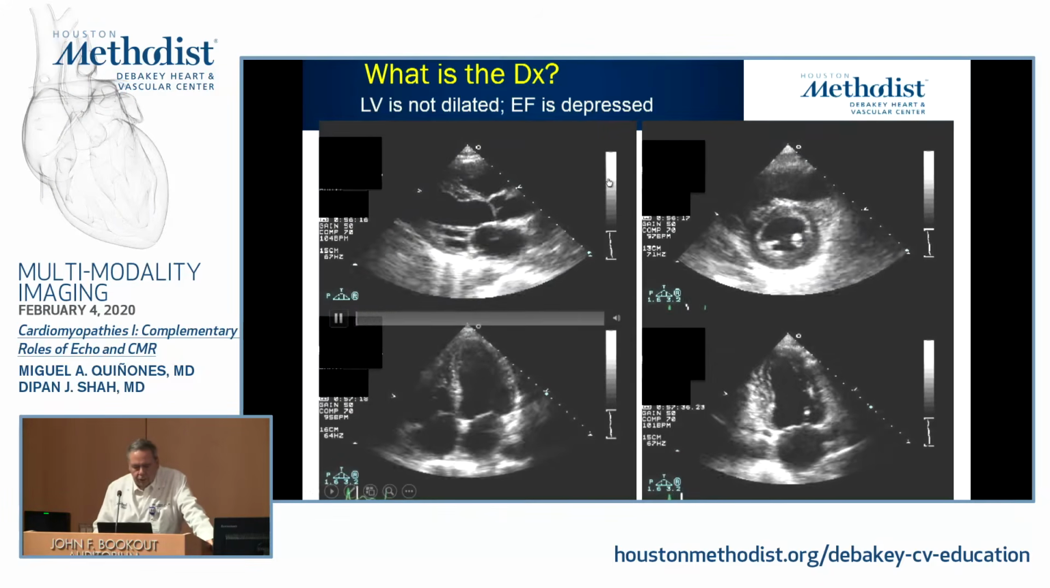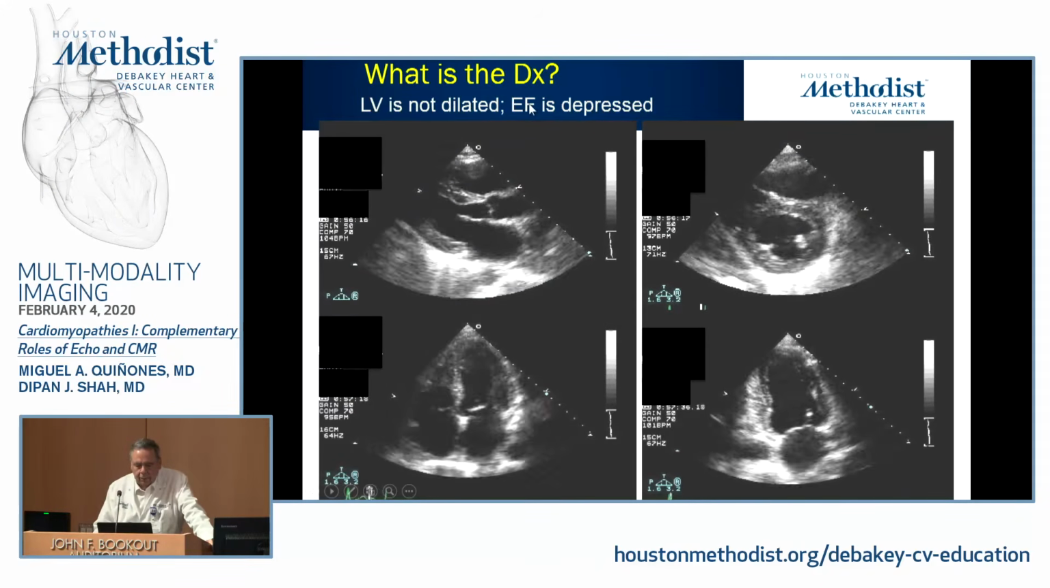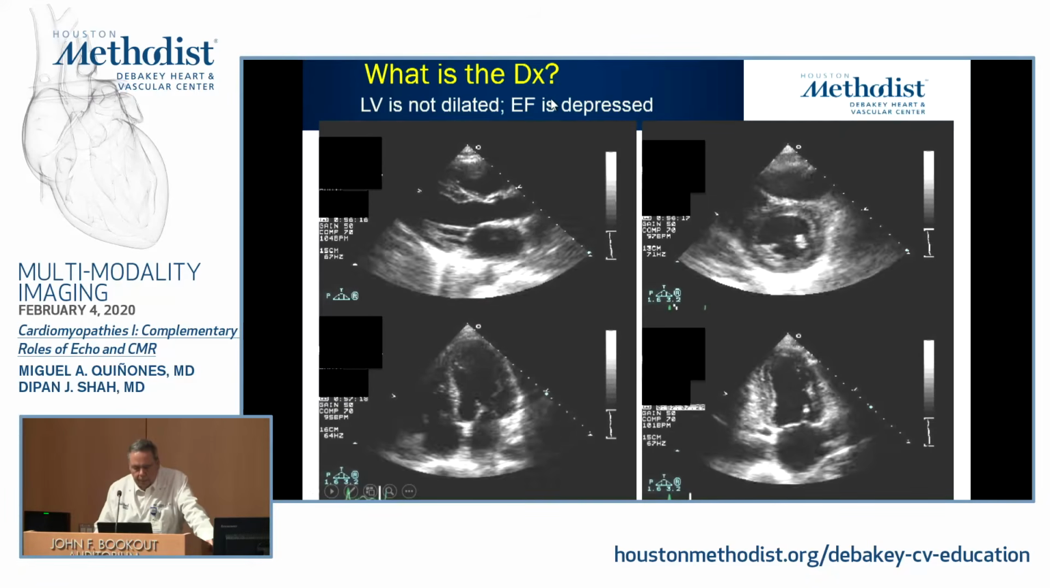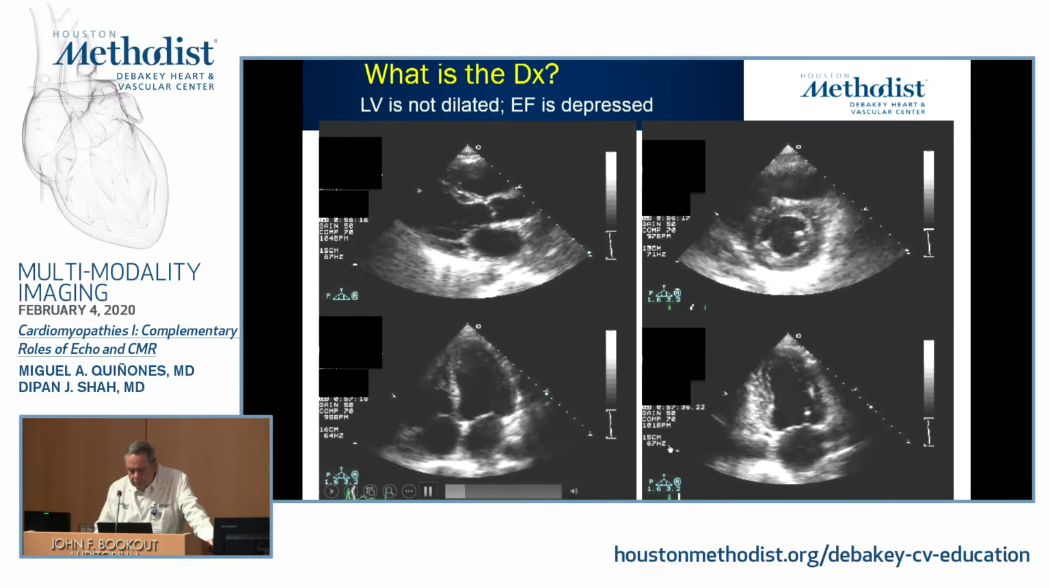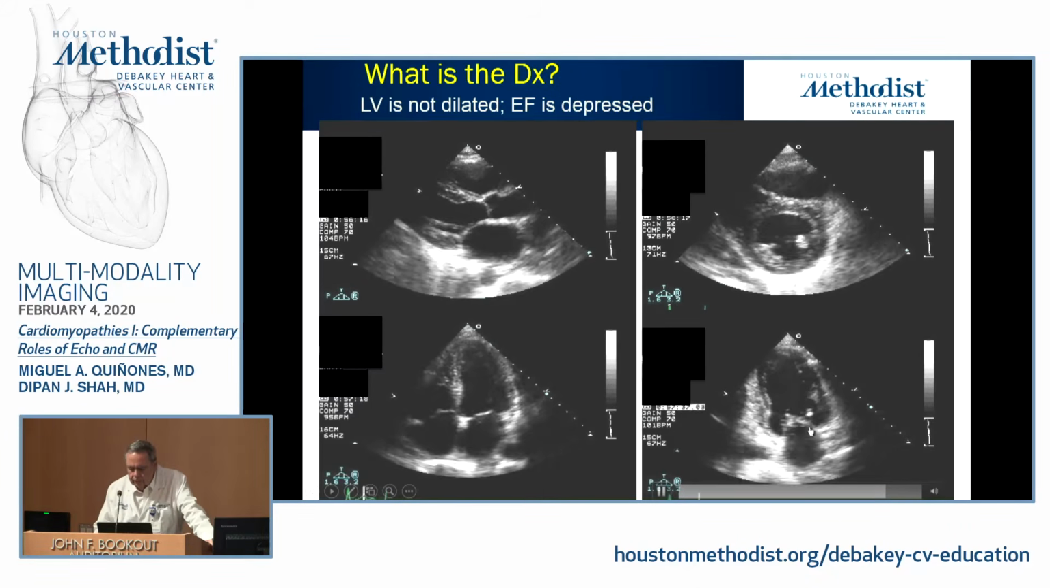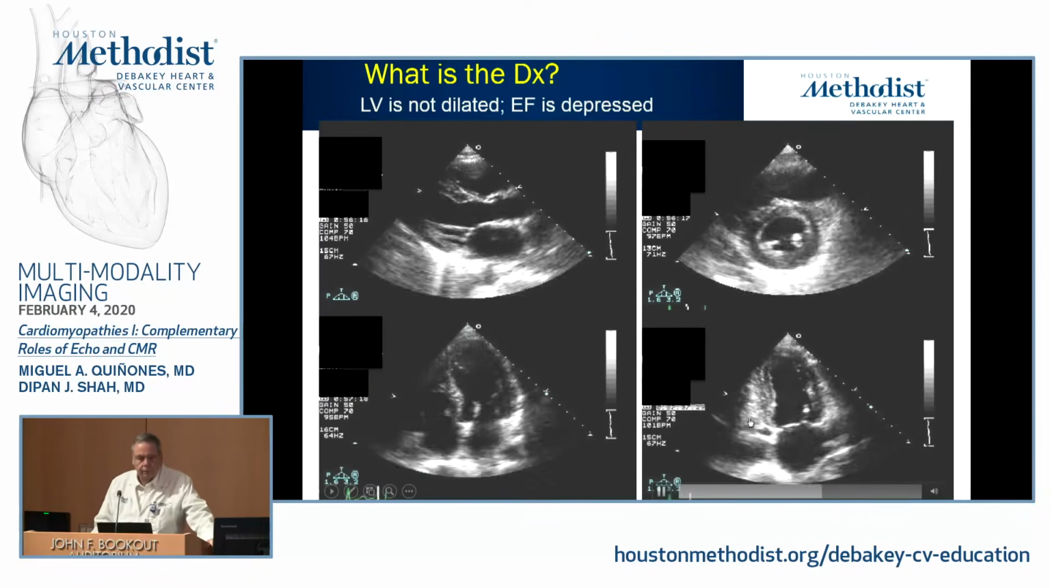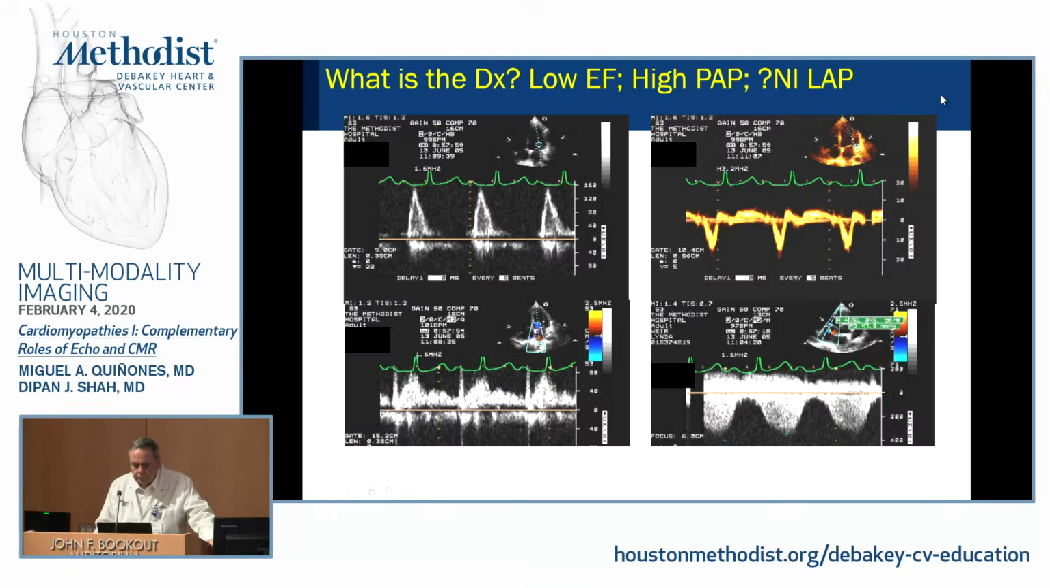So what's the diagnosis? LV is not dilated, but the EF is down, okay? Left atrium, a little bit enlarged. EF, 40-something, okay? Now, do any of you see something here that makes you now more concerned?